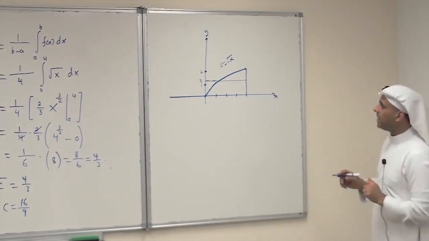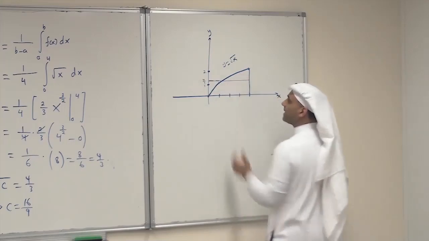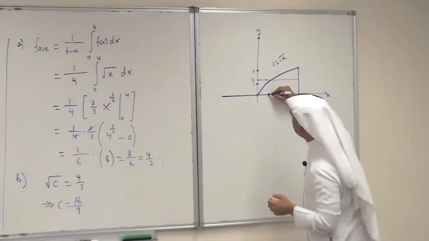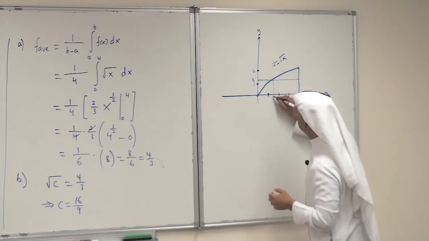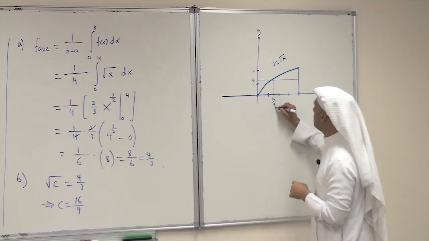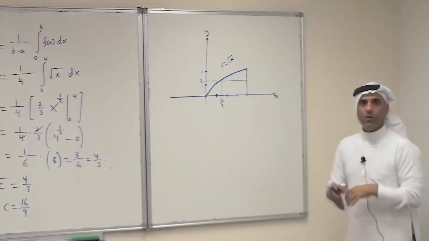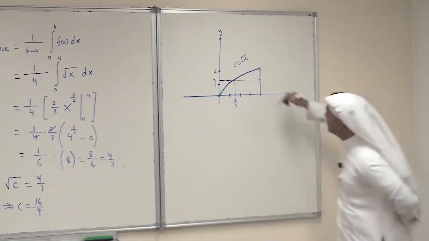The second part says this value here is supposed to be attained at a certain point. Of course, this is not an accurate graph. So this value here is somewhere here. This point is supposed to be 16 over 9 according to our calculation. Now, what is the rectangle whose area is exactly equal to the area under the curve? Look for this rectangle here.